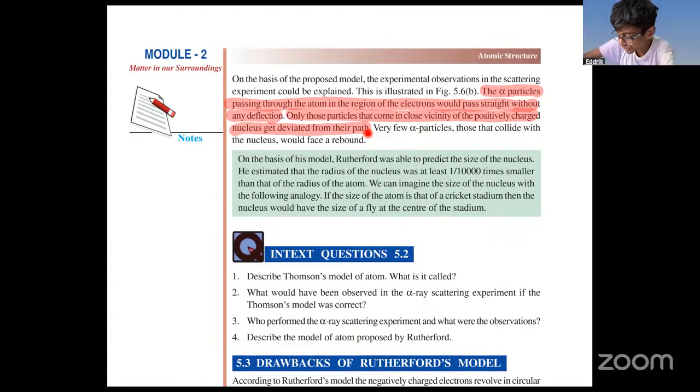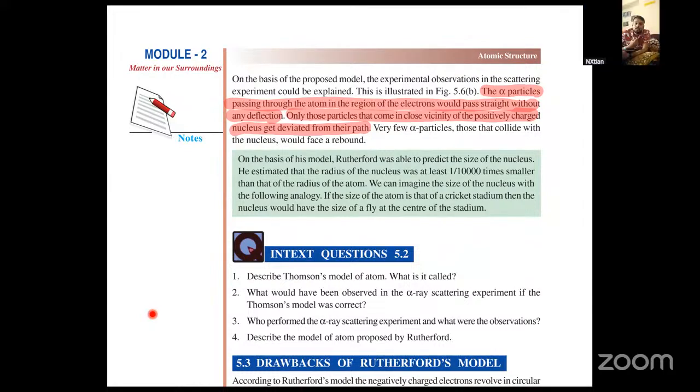Very few alpha particles, those that collide with the nucleus, would face a rebound. On the basis of this model, Rutherford was able to predict the size of the nucleus. He estimated that the radius of the nucleus was at least 1 by 10,000 times smaller than the radius of the atom. We can imagine the size of the nucleus with the following analogy. If the size of an atom is that of a cricket stadium, then the nucleus would have the size of a fly at the center of the stadium.